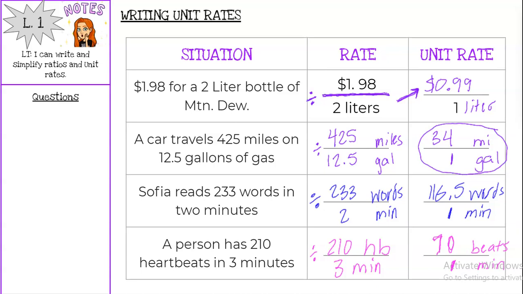All right, that's all I have for you, writing unit rates. So you are good to move right on into your practice.